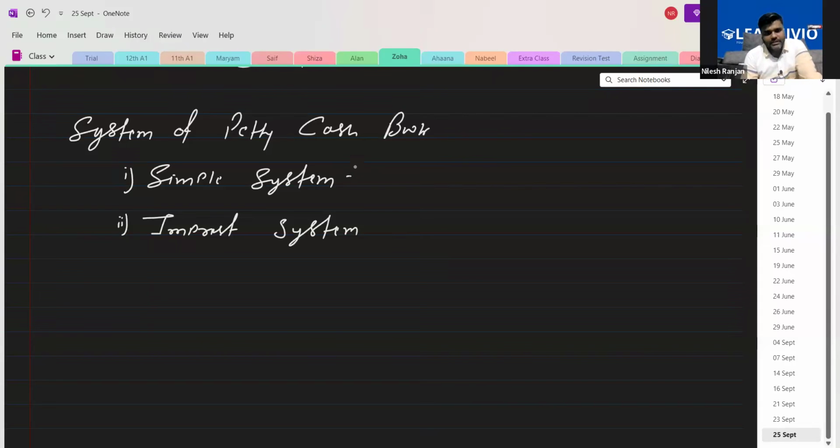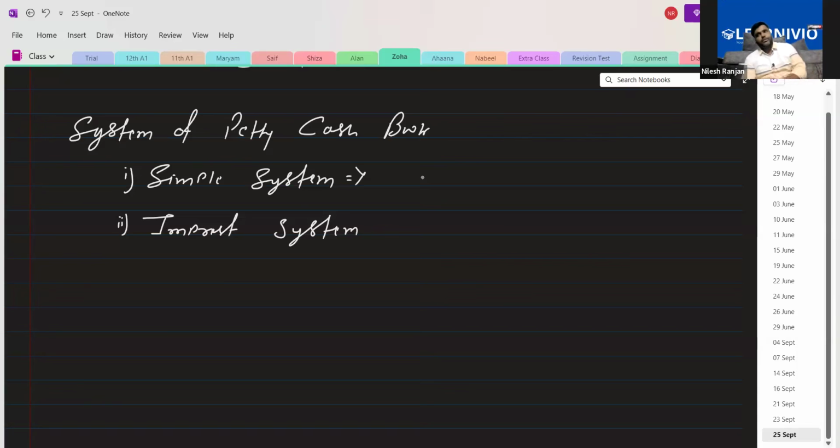It means that the petty cashier, in the simple system I'm saying, will receive cash from the main cashier. The amount is not fixed because it can be 5,000 in one month and 10,000 in the next month, or it may be more or less. So the amount will change every month. First thing you have to remember is that in the simple system, the amount is not fixed. The second is that the date of giving cash to the petty cashier is also not fixed.